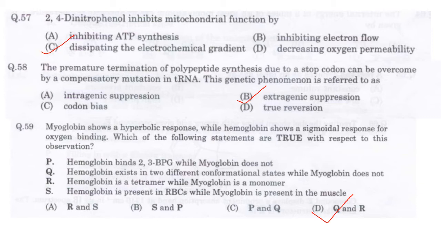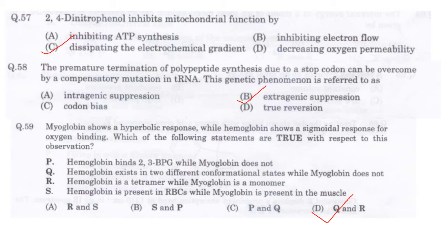The premature termination of polypeptide synthesis due to a stop codon can be overcome by compensatory mutation in tRNA. So it is kind of a suppression. This premature termination can be overcome by a mutation in the tRNA molecule. Okay, and that is a kind of suppression. But what kind of suppression? This genetic phenomenon is referred to as intragenic or extragenic suppression. This is an extragenic suppression. Answer is option B. Next one.